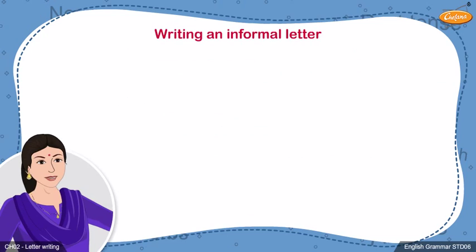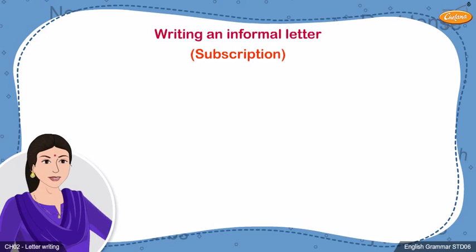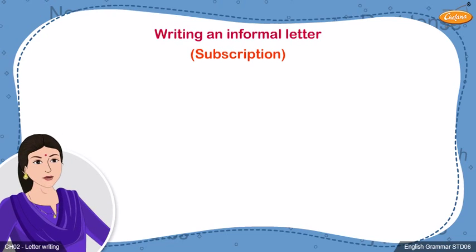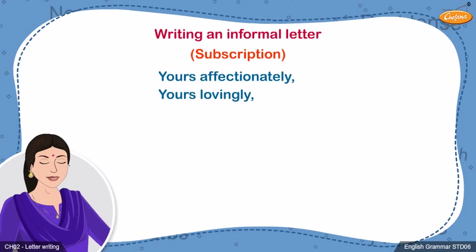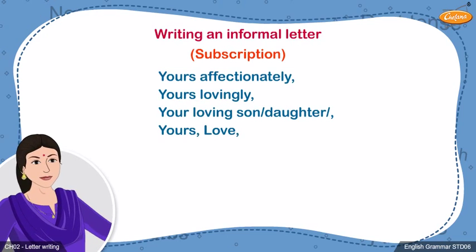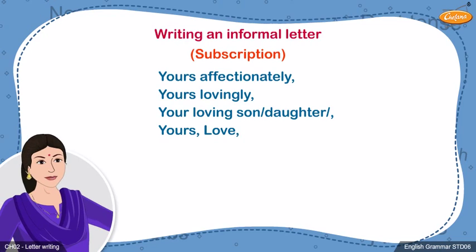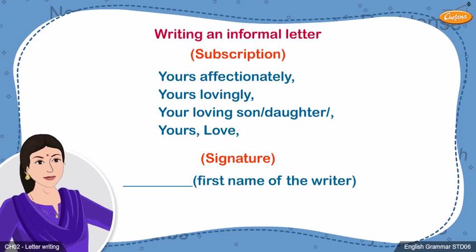Lastly, after drafting the entire letter, you must write the subscription, which is also called the closing. It is a polite leave-taking. Letters to relatives and friends may end with yours affectionately, yours lovingly, your loving son or daughter, or yours love, etc. Once you write the correct subscription, then you write the signature. The signature is mentioning the name of the writer, which is written below the subscription to the right.